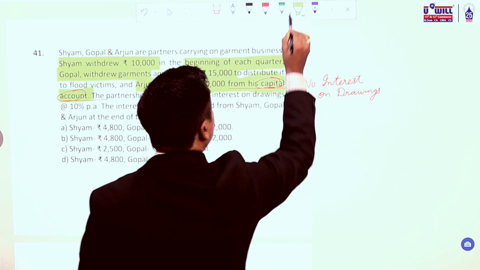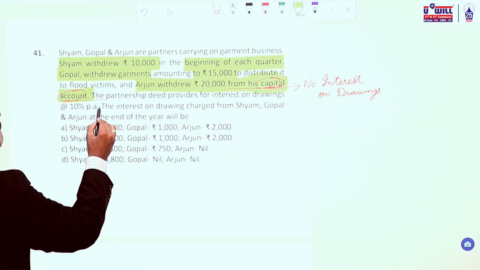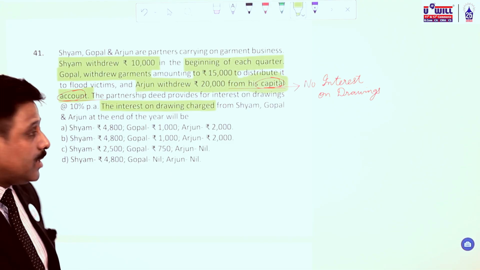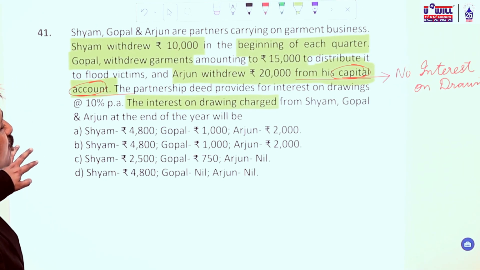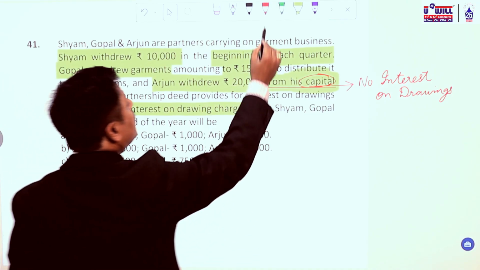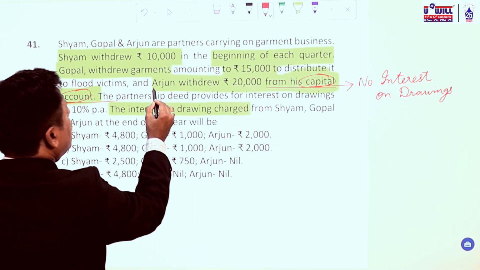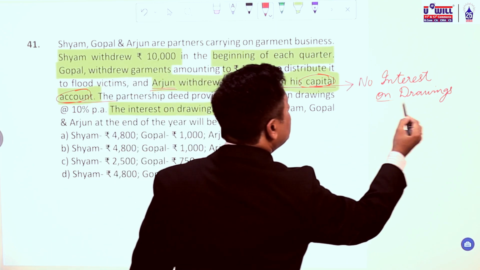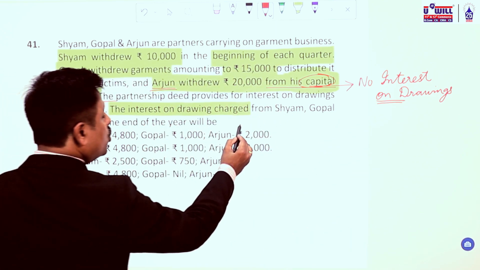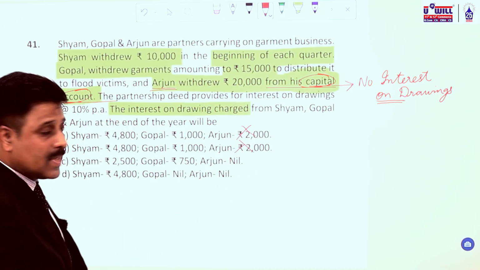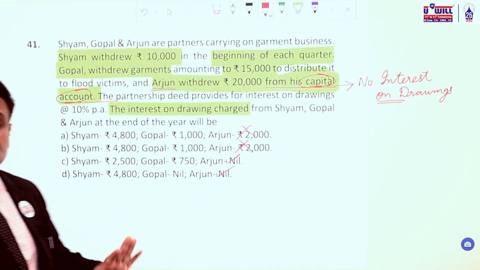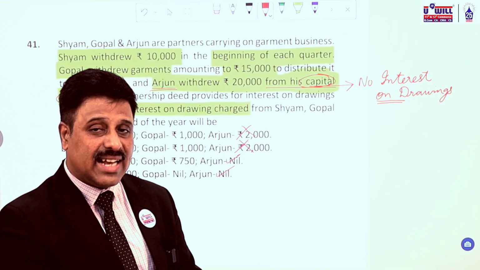Now going further, what is the main question asked? The interest on drawings charged from Shyam, Gopal and Arjun at the end of the year. So one thing is sure, we already know that Arjun's interest is 0. If you eliminate the options, Arjun 2,000 is not possible. Arjun has to be nil. So it is either option C or option B. Now this will save time in your exams.